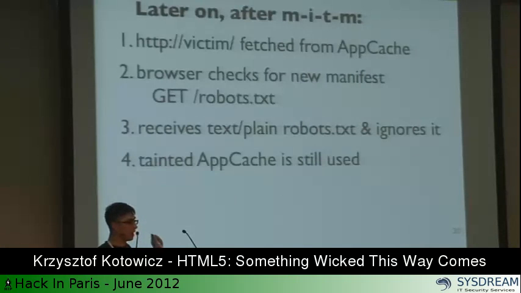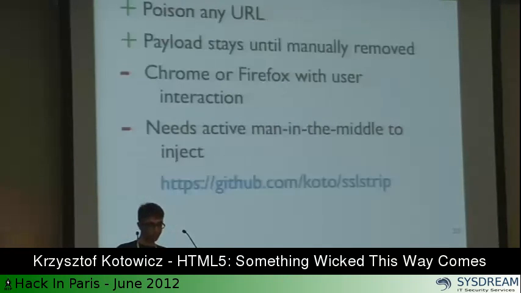So the tainted application cache is still being used. With this technique, we can basically poison any URL, of course, under the condition that it's not SSL encrypted. The payload stays until it is manually removed by the user. And by the way, if you are clearing the cache while browsing through a malicious access point, it's not enough, because I can actively monitor the traffic and inject it, for example, every second. With every second, I can repopulate the cache that you are just clearing.